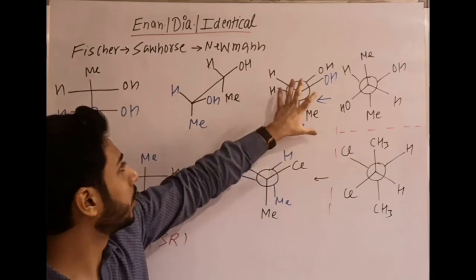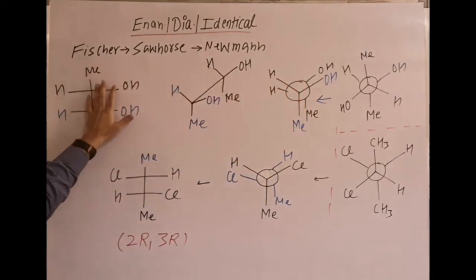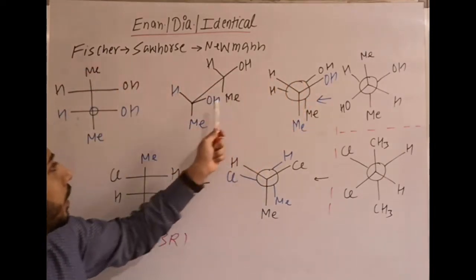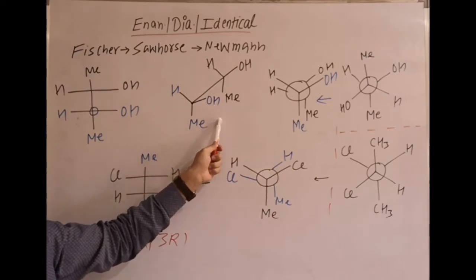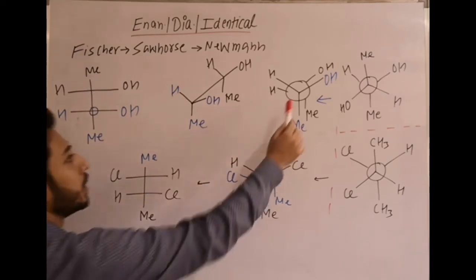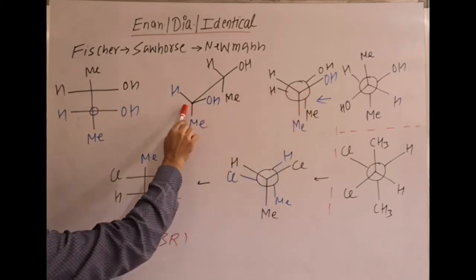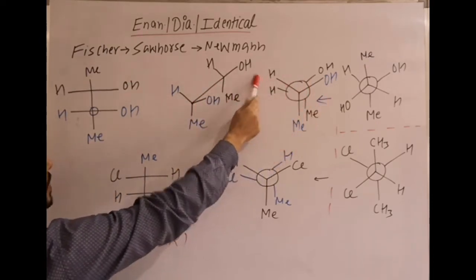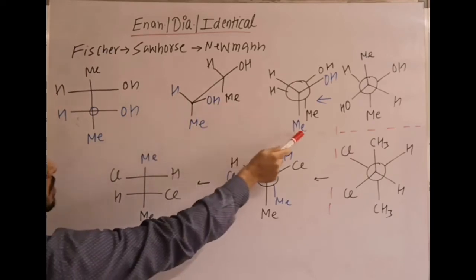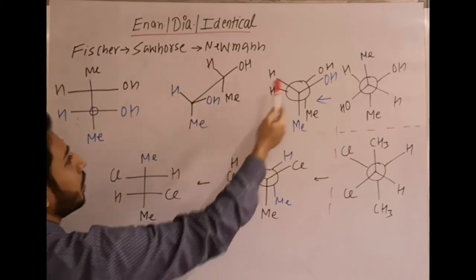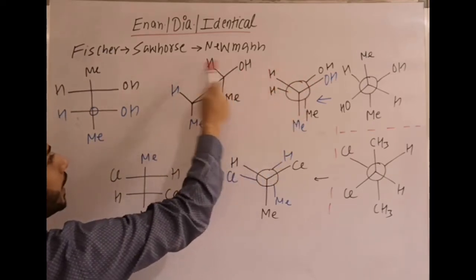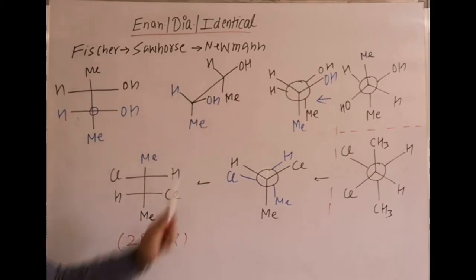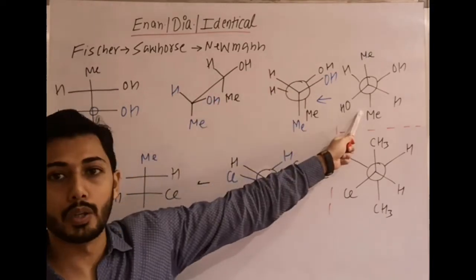Okay, now this format we can directly write in Fischer, or here I am writing it in the eclipsed form of Sawhorse. This is the front carbon, and this is the back carbon. Front carbon: right side OH, left side H, below methyl. Back carbon: right side OH, left side H, below methyl. This is the Sawhorse projection of this molecule.